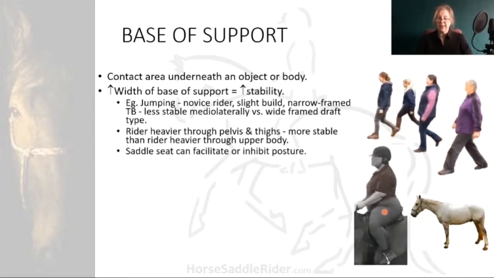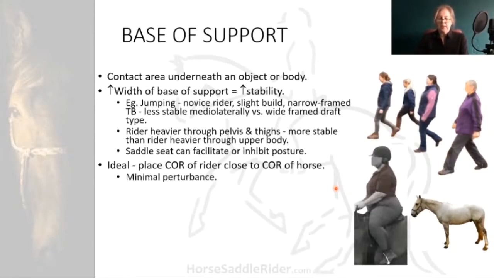A saddle seat can facilitate or inhibit posture. More about that shortly. And the ideal is to place the center of rotation of the rider close to the center of rotation of the horse. And we'll look at that in other pictures shortly. In that position where two centers of rotation are close to each other, there will be minimal perturbance or movement. And this is a strategy that's more easily managed by the horse and rider, so that if their center of rotation is sited close to the horse's center of rotation, they will find it easier to move with the horse. And if the horse has the rider sited closer to its center of rotation, it will find it easier to balance from below upwards, or balance the load that is above it.